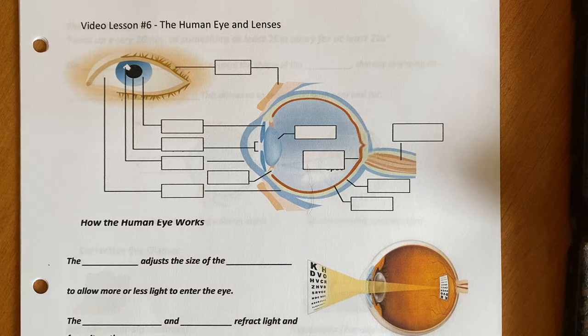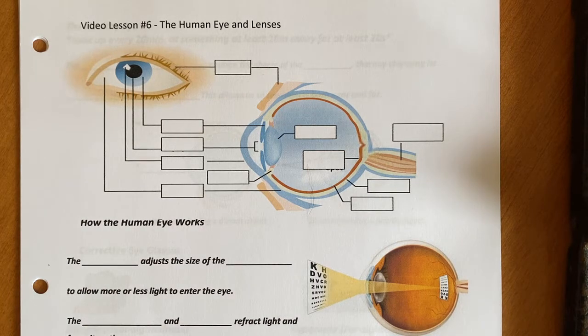And I'm going to use a few different colors of pens, but you don't have to. You can just use one if you wish. So first of all, looking at the diagram of a human eye, we're going to go through and label a few of the parts because we're going to talk about how we use the lenses in our eyes to see the world around us.